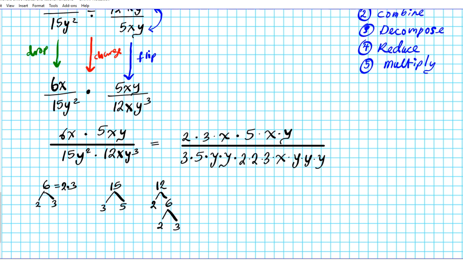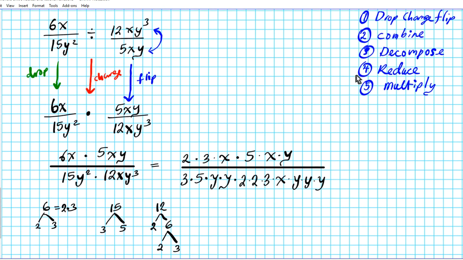Now what are we going to do next? Next step is to reduce. We're going to divide out identical factors between the numerator and denominator. Okay? So let's start with 3. 3 goes here 1, 3 goes here 1. And it looks like that's that for 3. Now how about 5? 5 goes here 1, 5 goes here 1. No more 5s. Now let's take a look at the x's.